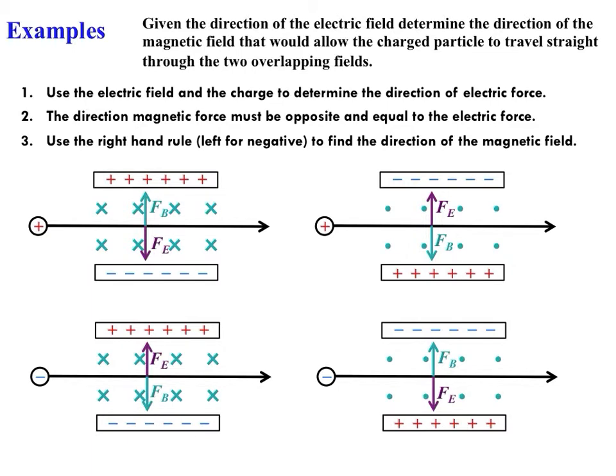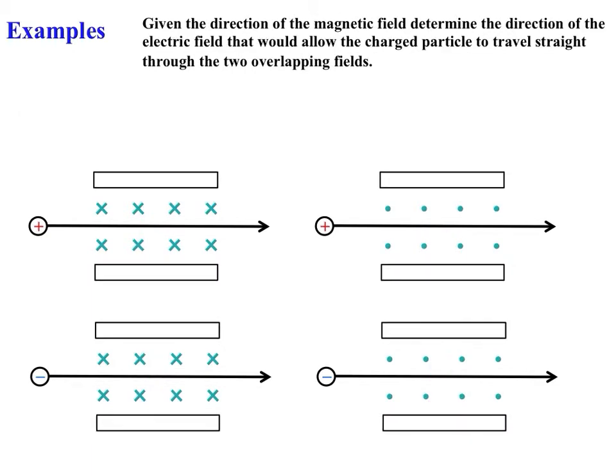Here we're actually going to work backwards. We're given the magnetic field. Again, we're told that these charges are going to go straight through. That means our forces are equal and opposite. And then we're going to be asked to label our electric field as well.